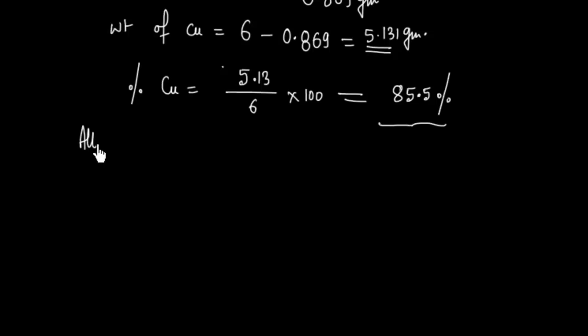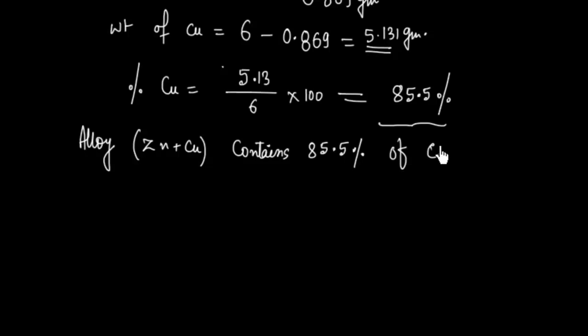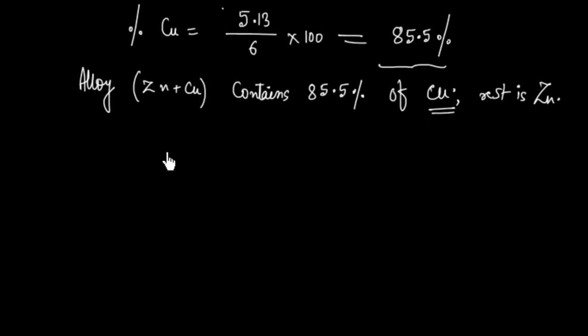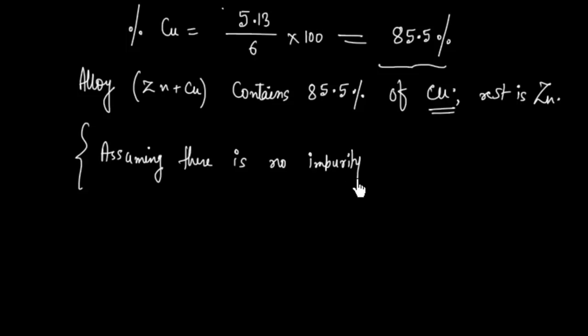So alloy, that is zinc plus copper alloy, contains 85.5% of copper, and the rest is zinc. So I'm assuming there is no impurities. So assuming there is no impurity, there is no any other metal given in the alloy, assuming there is no impurity.